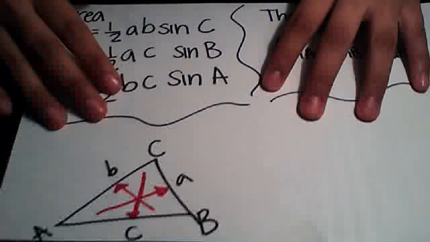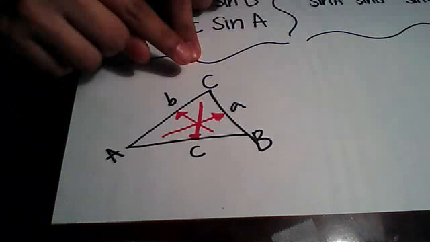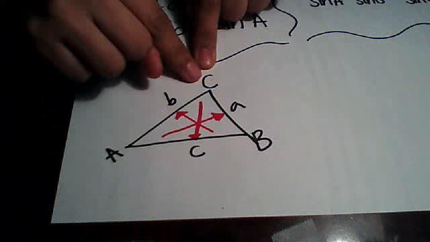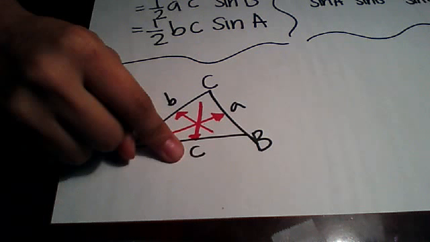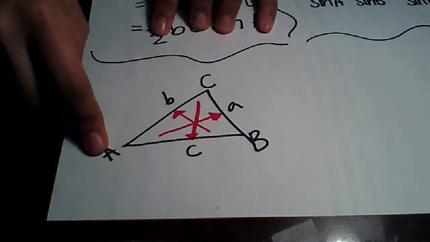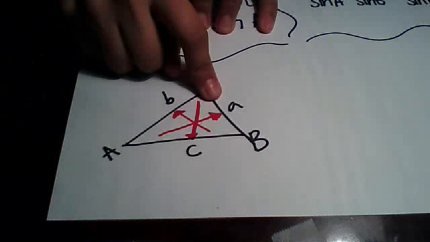Let's look at this triangle. This triangle down here, we notice that each angle is across from its side: angle C, side C. Angle B, side B. Angle A, side A.